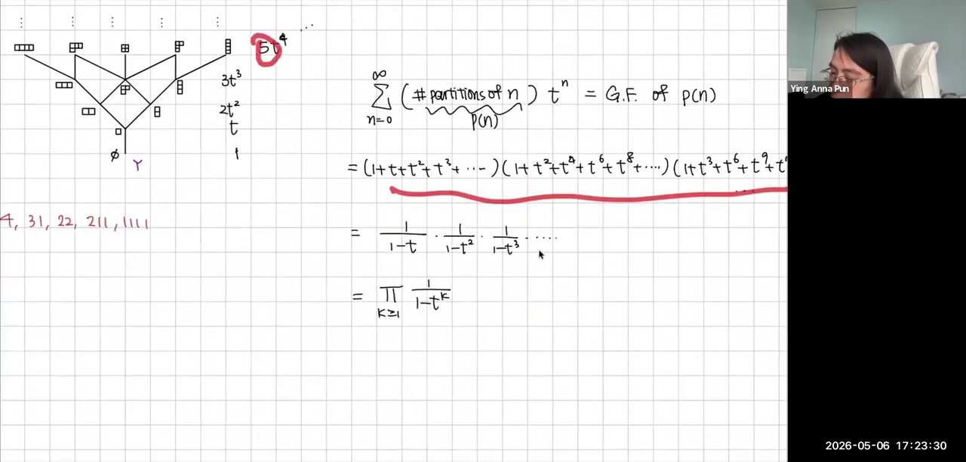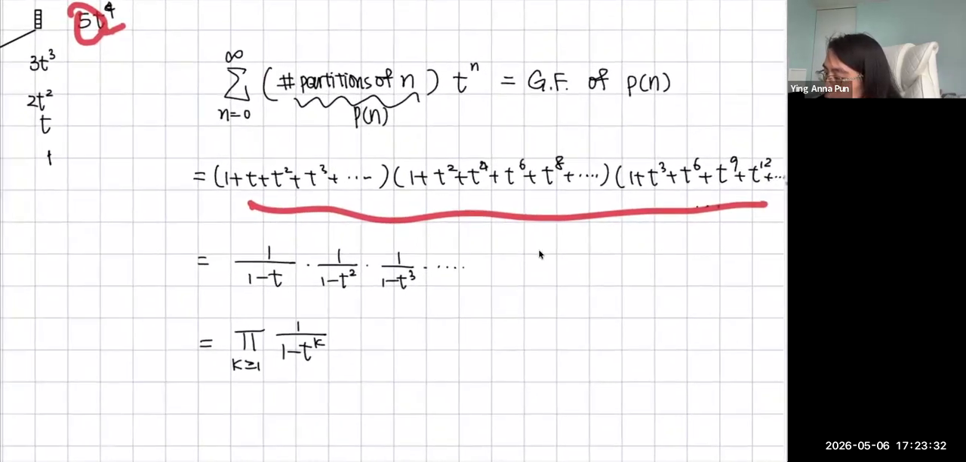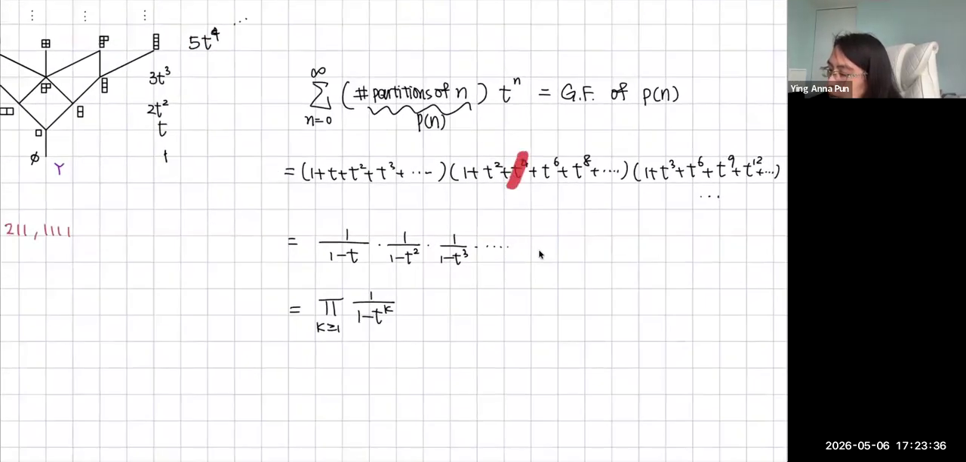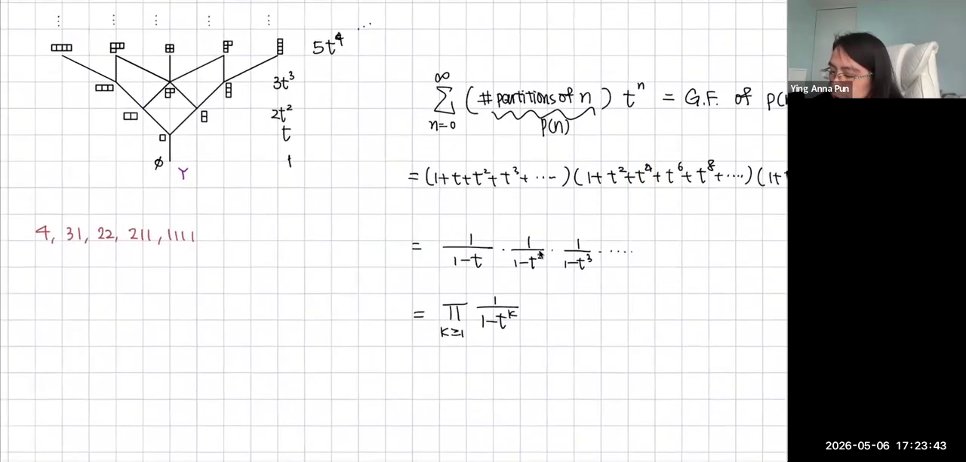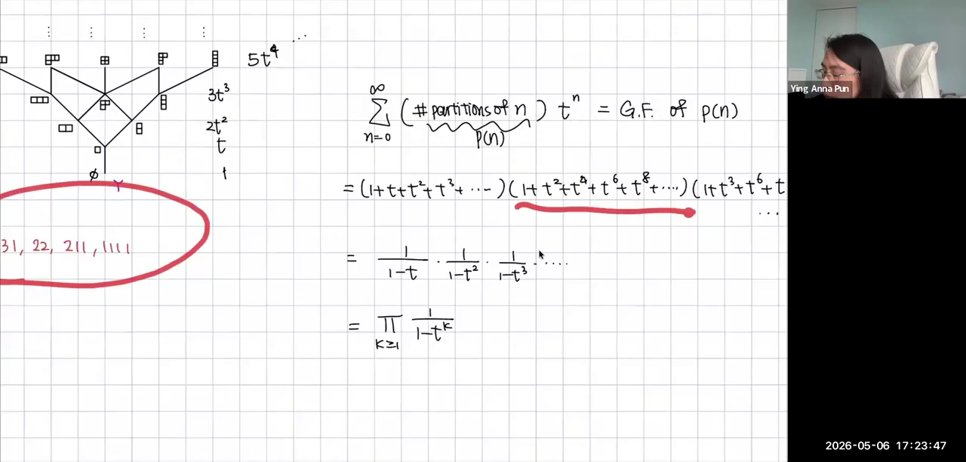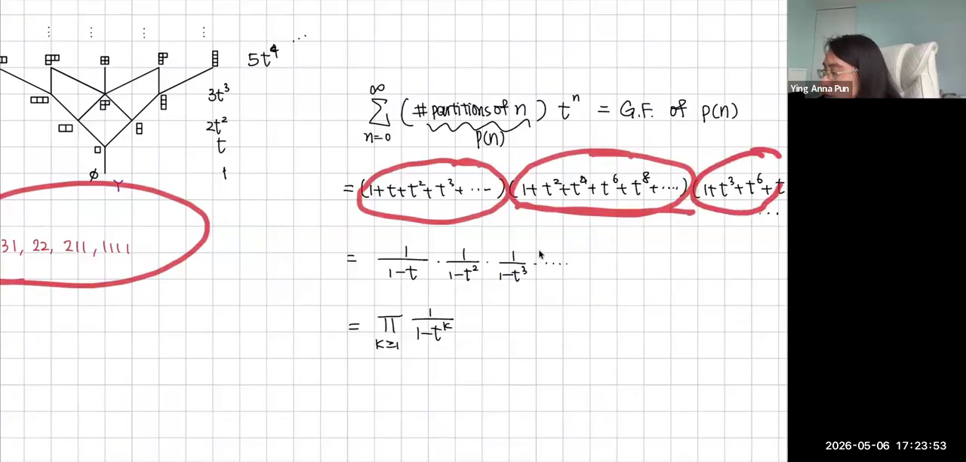If I look at these things, there will be 5 ways to make t to the power 4, right? I can make t to the power 4 by just simply taking t to the power 4 here times 1 everywhere. But what does this way correspond to here? Well, this is talking about how many ones you use, how many twos you use, how many threes you use.